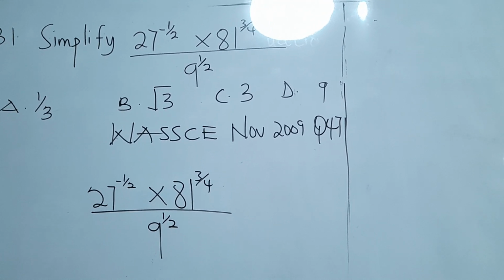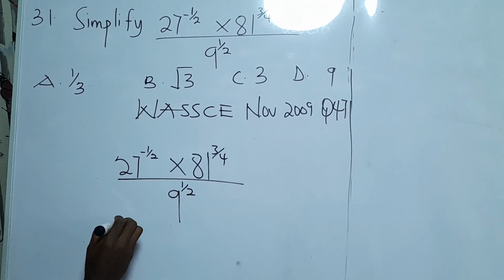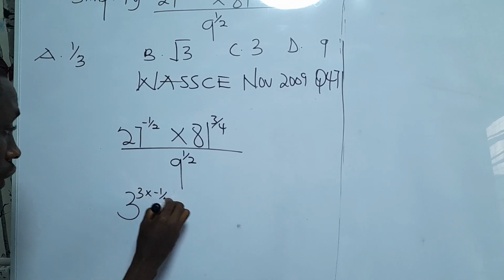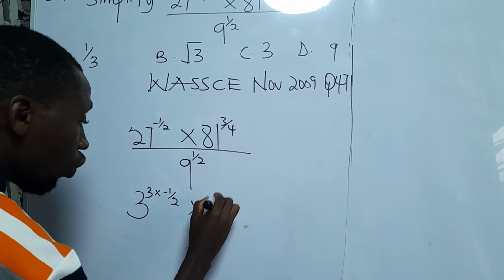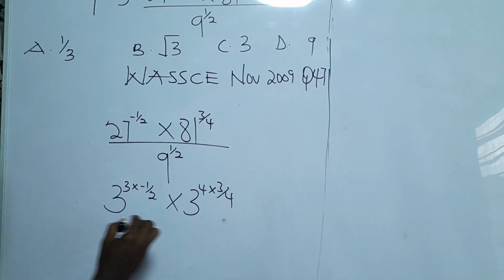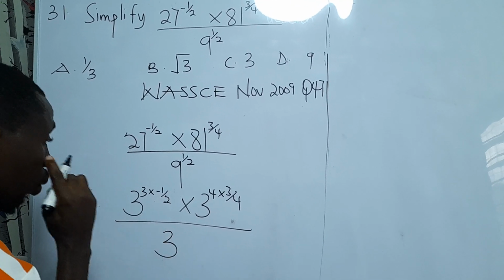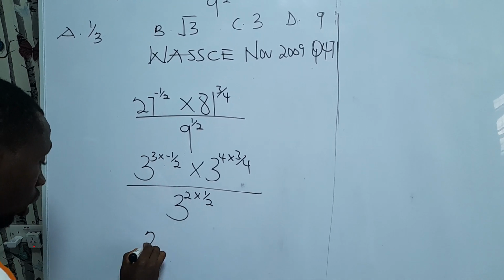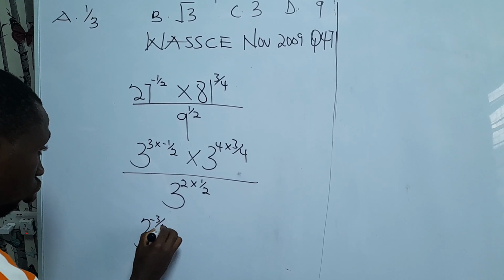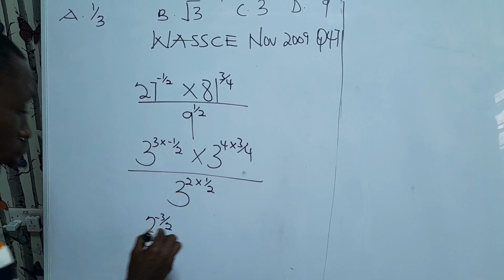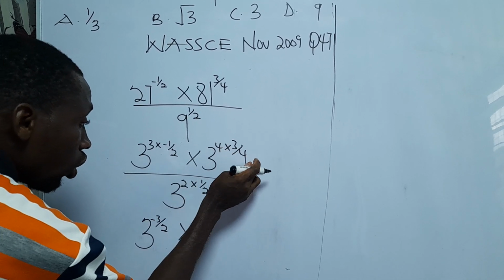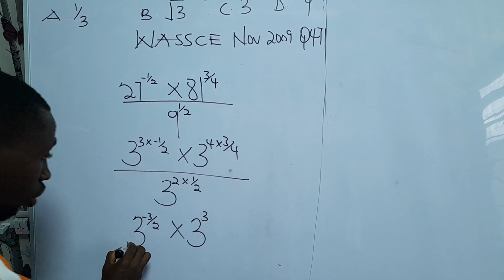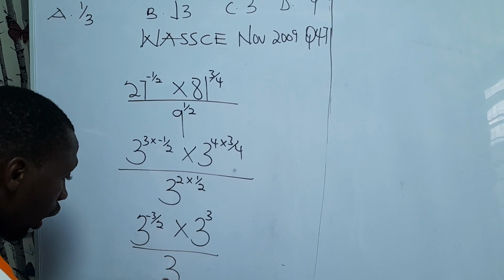So now we change all this to have a base of 3. We have 27 is 3 exponent 3, times our negative half. Times 81 is 3 exponent 4, times 3 over 4. Then 9 is 3 exponent 2, times 1 over 2. So this will be 3 exponent negative 3 over 2, since 3 times negative half is negative 3 over 2. Then the 4 will divide that 4, so we have 3 exponent 3, all over this 2 divided by 2, so we have 3 exponent 1.